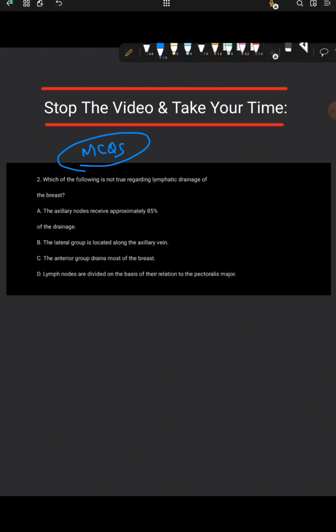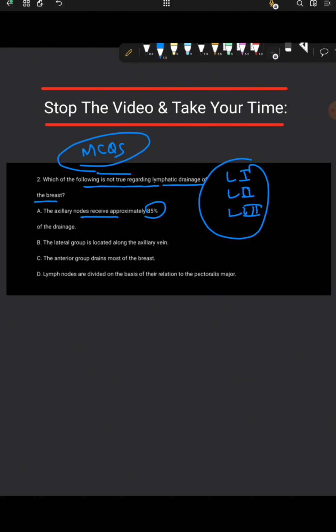Which of the following is not true? Please read again, it is not true regarding the lymphatic drainage of the breast. We also learned that there is level 1, level 2, level 3, right? So which of the following is not true? The axillary nodes receive approximately 85% of the drainage. This is true. The lateral group is located along the axillary line. True. The anterior group drains most of the breast. Yes, true. Lymph nodes are divided on the basis of relation to the pectoralis major.